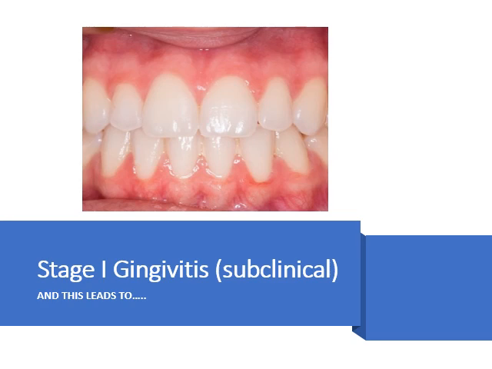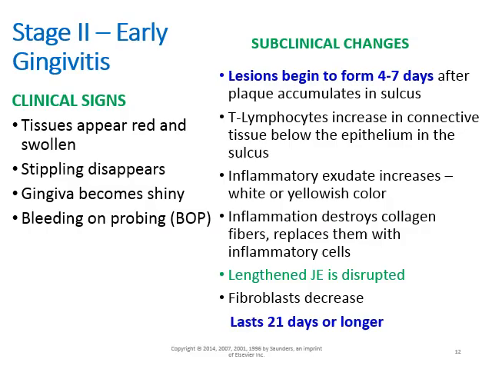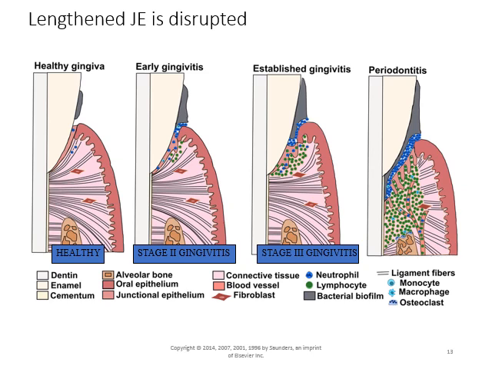Stage 1 gingivitis leads to Stage 2 gingivitis. The lesions begin to form 4 to 7 days after plaque accumulates in the sulcus, and it can last 21 days or longer. Note in green it says lengthened junctional epithelium is disrupted. Let me show you what that means. This picture illustrates the lengthened junctional epithelium is disrupted.